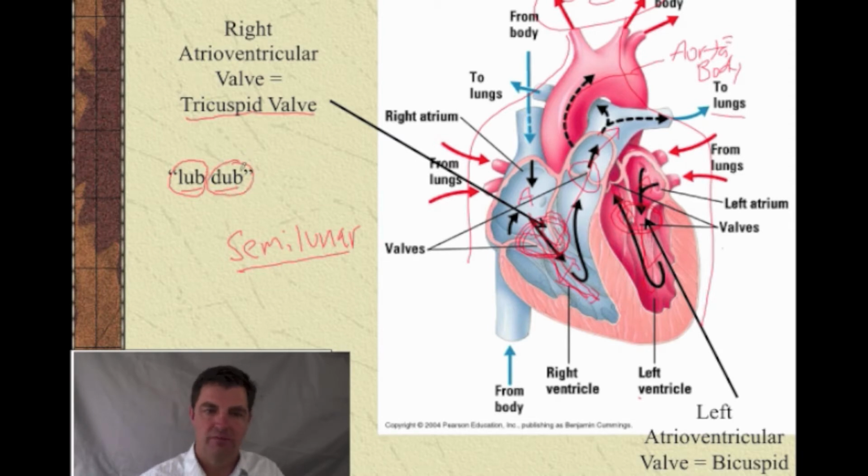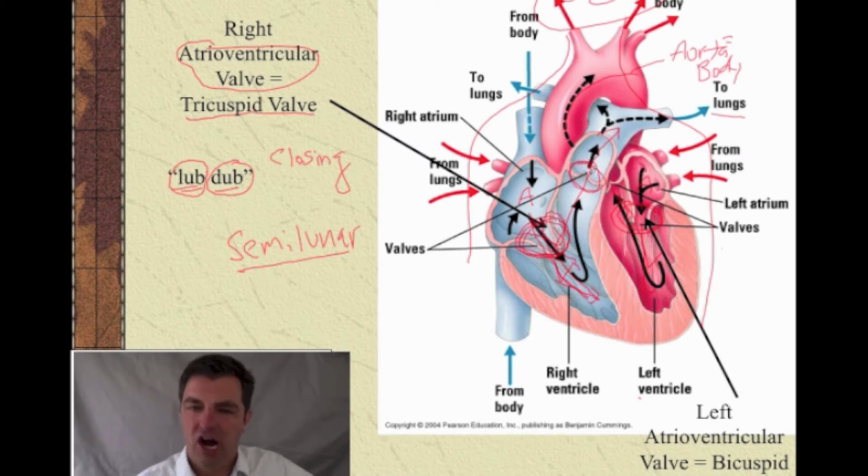So the lub dub is the closing of the valves. The first sound, the lub, is the closing of the atrioventricular valves, both of them together, and the dub sound is the closing of the semilunar valves.